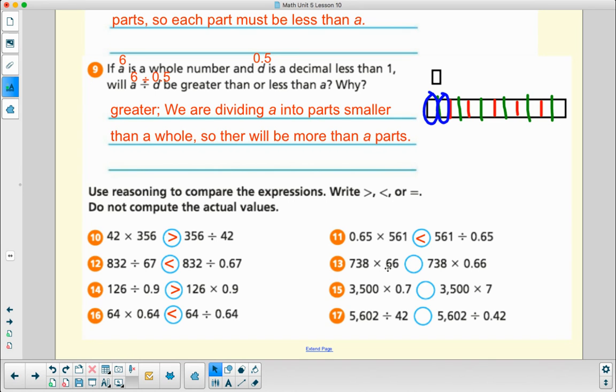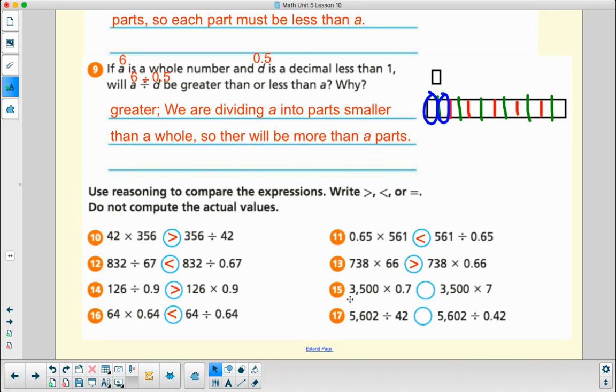738 multiplied by 66 greater than, less than, or equal to 738 multiplied by 66 hundredths. It is greater. Here I have more than one group of 738. Here I have less than one group of 738.